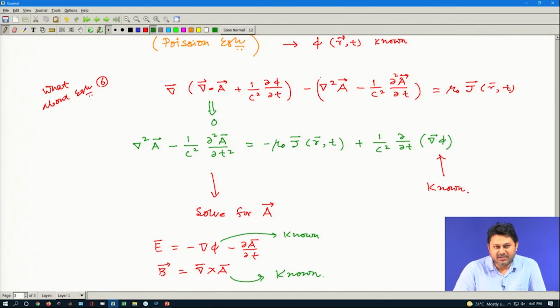In the next class, today I do not have time, we will discuss another gauge which is called the Lorentz gauge, and in the Lorentz gauge you find that the expressions become a little bit simpler and it will be much more useful.